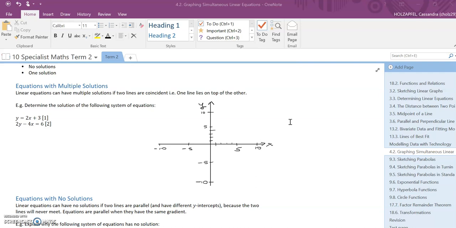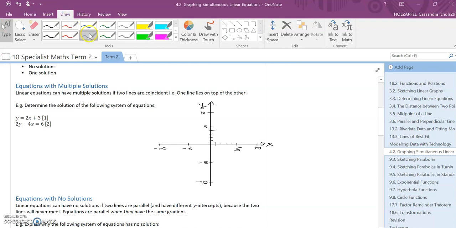Now this first equation is already in the slope-intercept form, so we could actually draw that. We know the y-intercept, so I'm going to get a blue color, and I'm going to start off at positive 3. This has a gradient of 2, so for every 2 I go up, I go 1 across. Now I can draw my line through there. It's just going to be pretty rough.